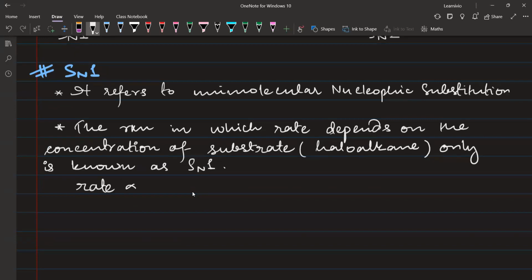Now here the rate will be directly proportional to the concentration of haloalkane, and the rate equation we will understand later, with the proportionality sign. So there is a proportionality constant, which we call the rate constant, multiplied by RX. And we say that the order is equal to 1, and the molecularity of this reaction is also equal to 1.